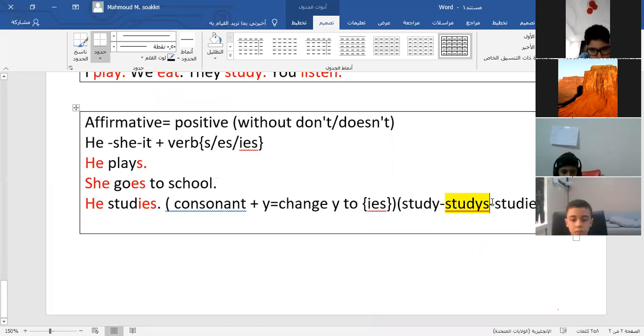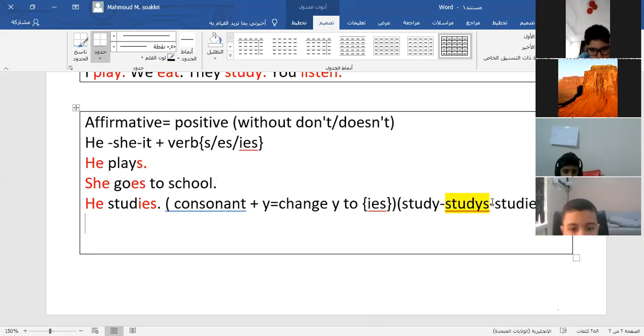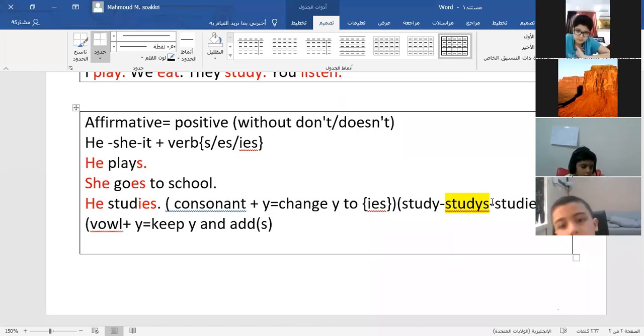So with every y we add ies? No. Because vowel plus y, keep y and add s. For example, he plays.